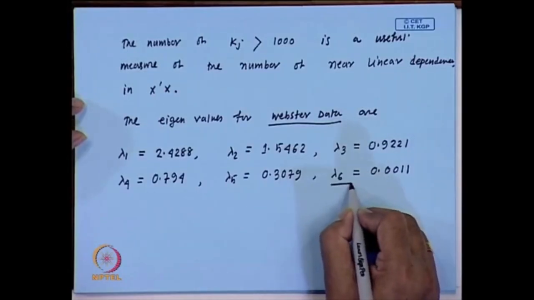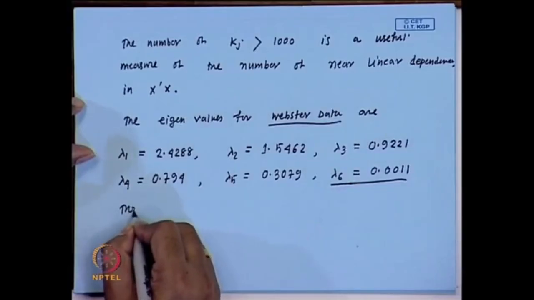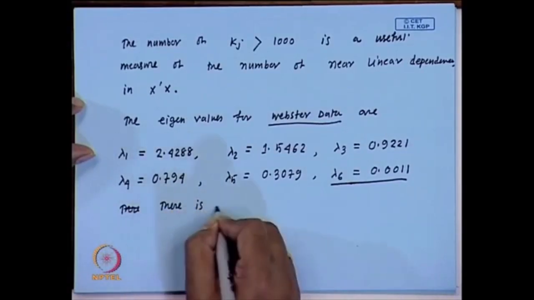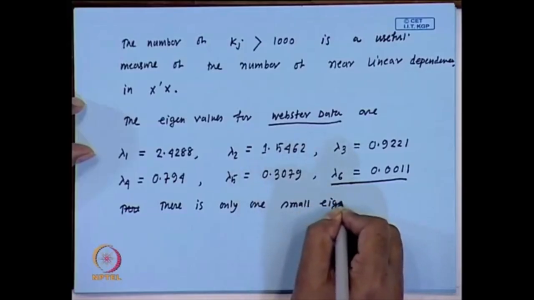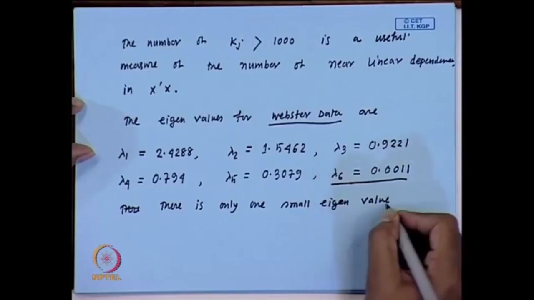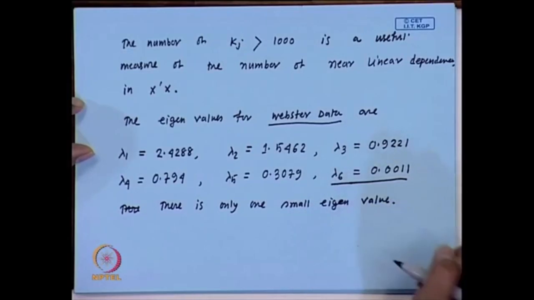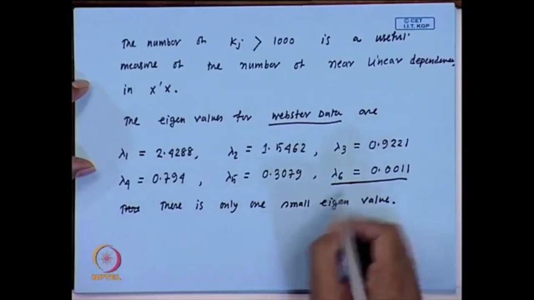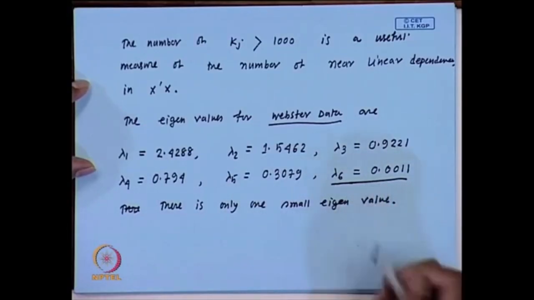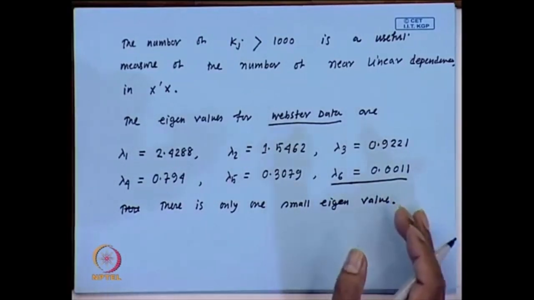So we say that there is only one small eigenvalue. Small eigenvalues mean very close to 0, and small eigenvalues indicate linear dependence in the data. So, since there is only one small eigenvalue, we can say that there might be only one linear dependency in the data. But of course, we have to check with the condition indices also.